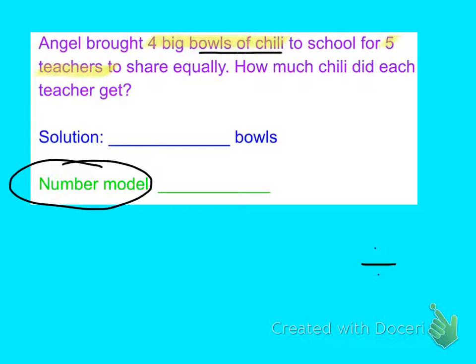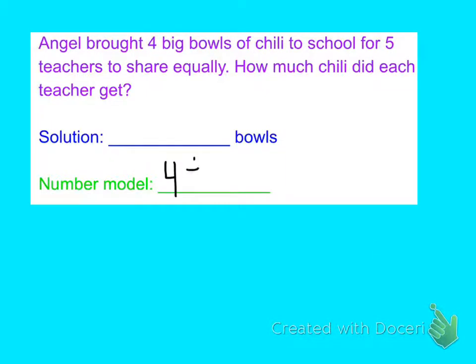Are we splitting up the bowls of chili, or are we dividing the teachers? Are we cutting up the teachers? Obviously we're not cutting up the teachers, so the 4 for the big bowls of chili goes first in our number sentence. Right, and we're dividing that, so 4 divided by 5.